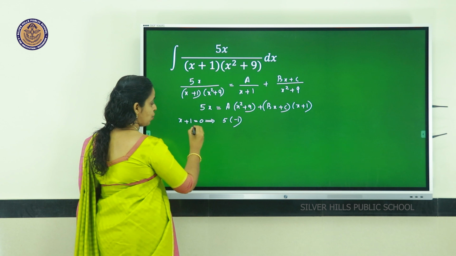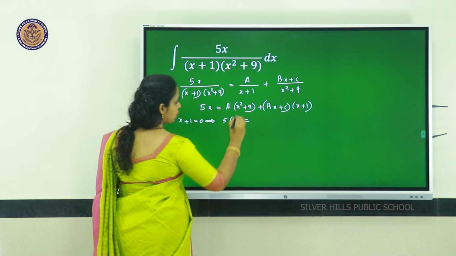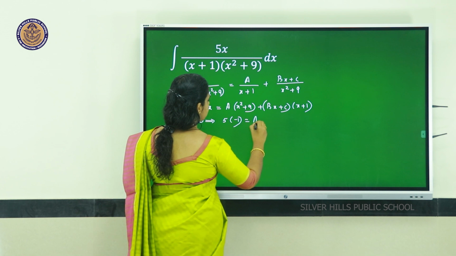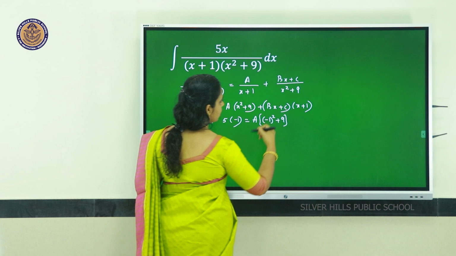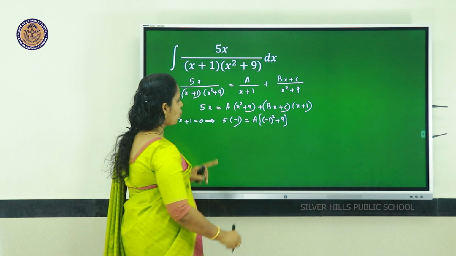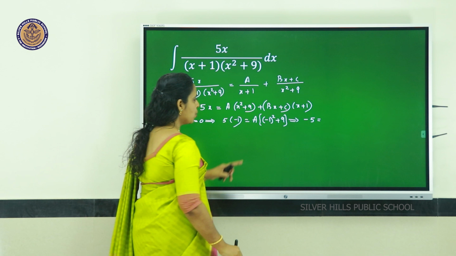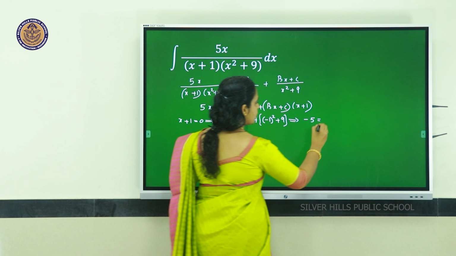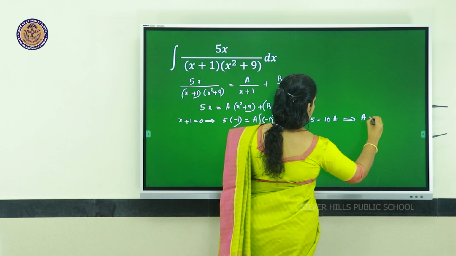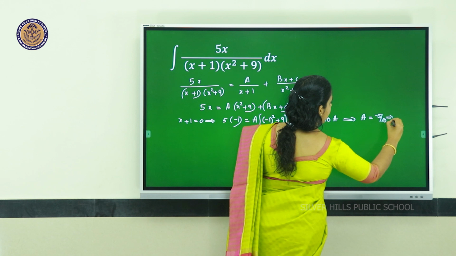So, equal to a into minus 1 whole square plus 9. When you put x plus 1 equal to 0, this part will become 0. So, minus 5 equal to, minus 1 whole square means 1, 1 plus 9, 10. So, 10a gives a equal to minus 5 by 10, that means a equal to minus 1 by 2.